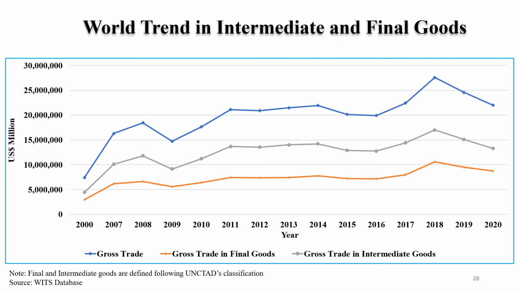So this diagram depicts that the total trade in intermediate goods is much higher than the gross trade in final goods. What we saw in 2000, the distance between the trade in intermediate goods and final goods was much lower, but now the gap is very high. The overall trade has come down a bit due to COVID and the overall slowing down, but the gap between the intermediate goods trade and the final goods trade is still very high.